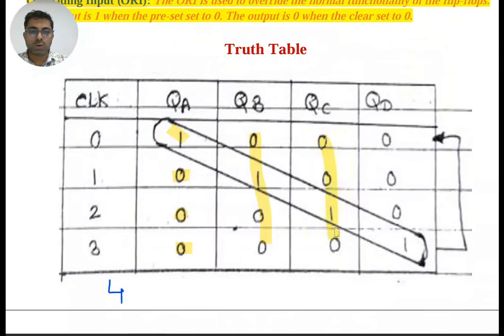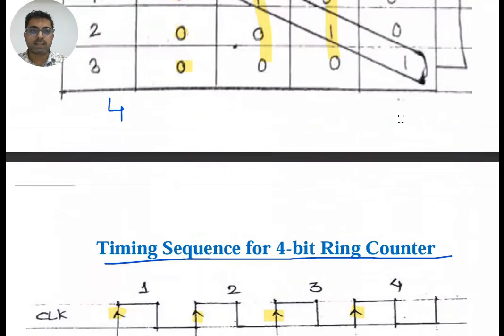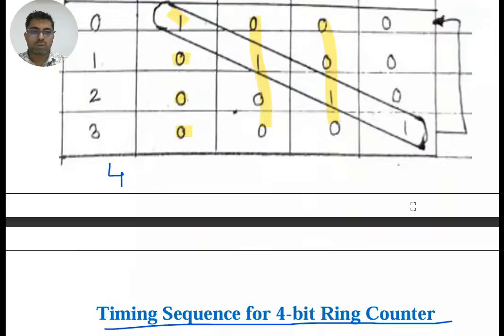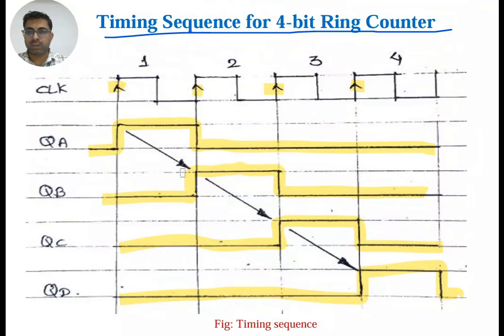QC, what is it? 0 0 1 0. So this is 0 0 1 and 0, right? And the last is 0 0 0 1. So this is 0 0 0 1. So this is the timing sequence of the ring counter. Okay, got it? So this is all about the ring counter.